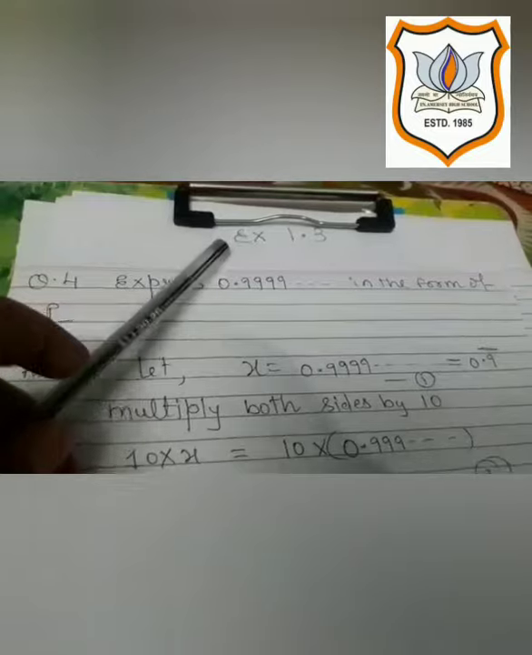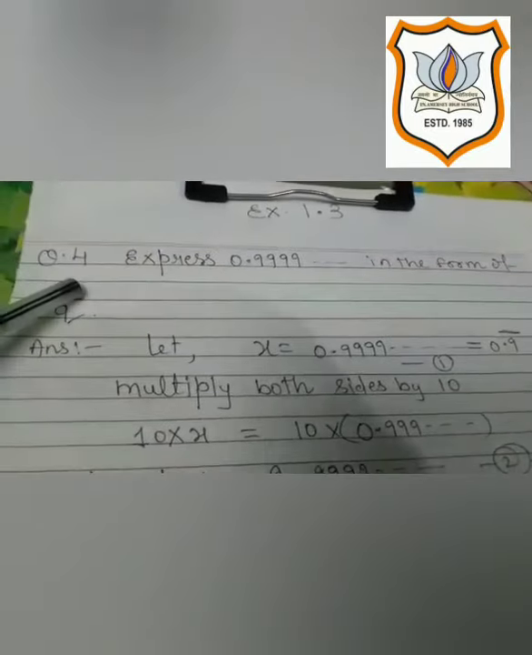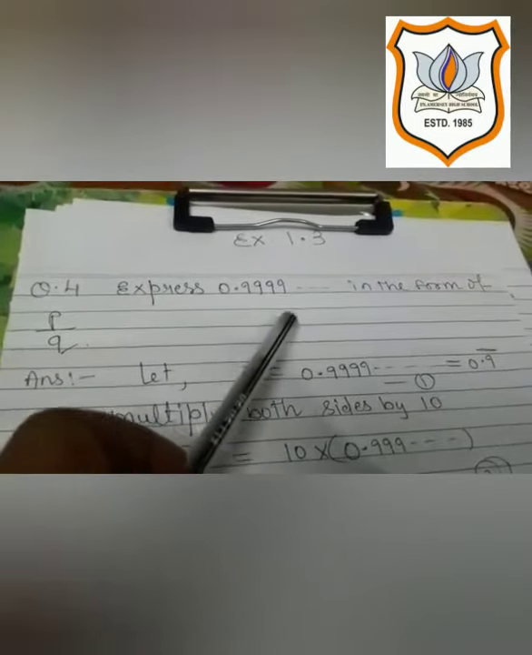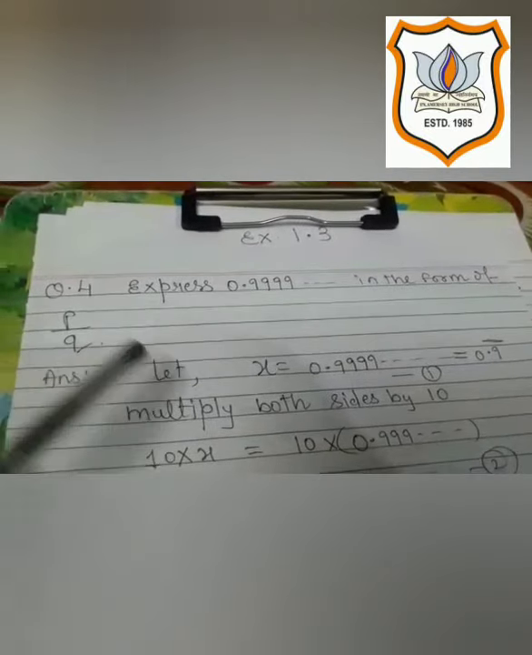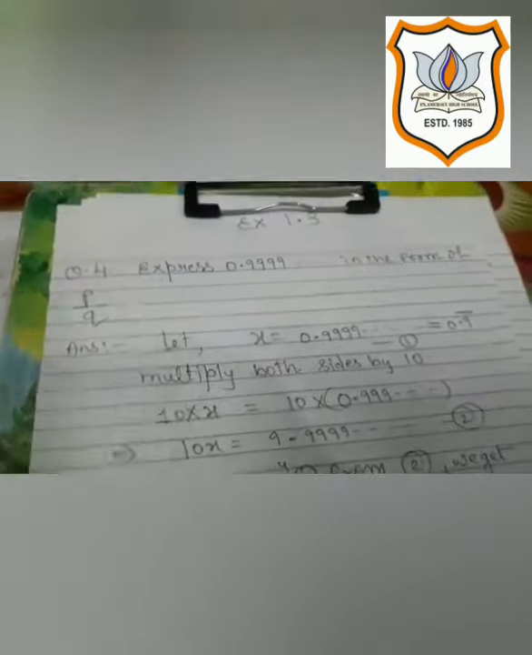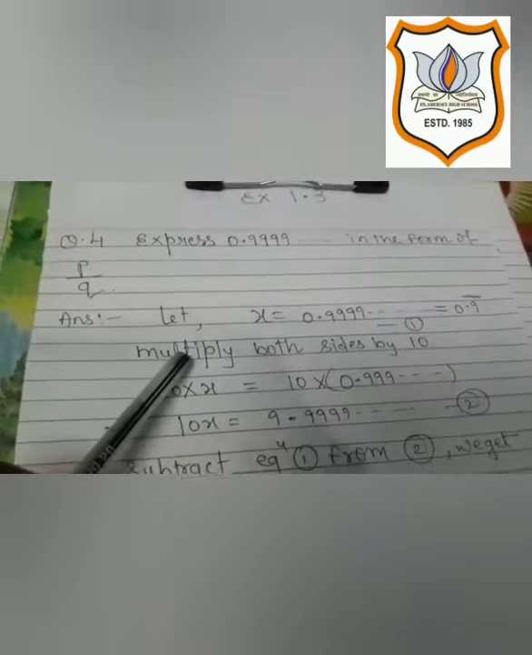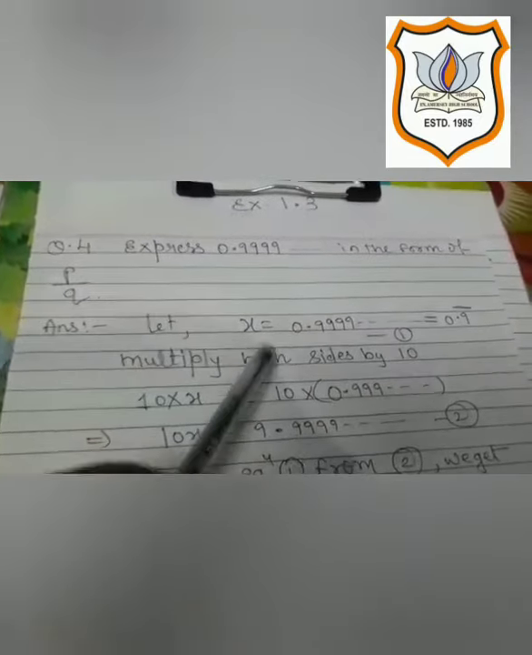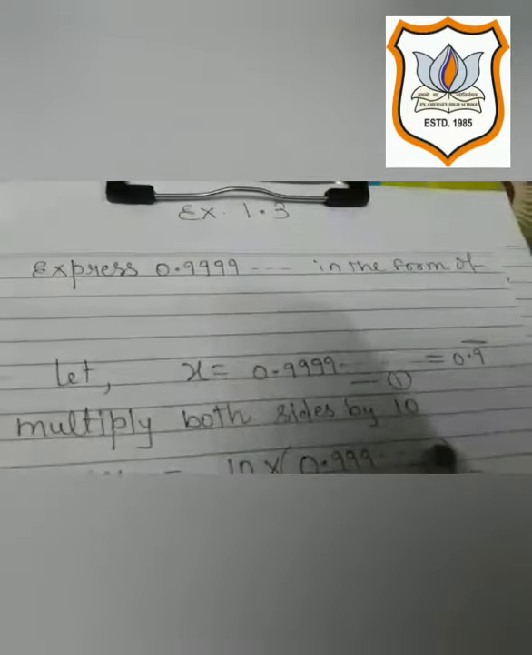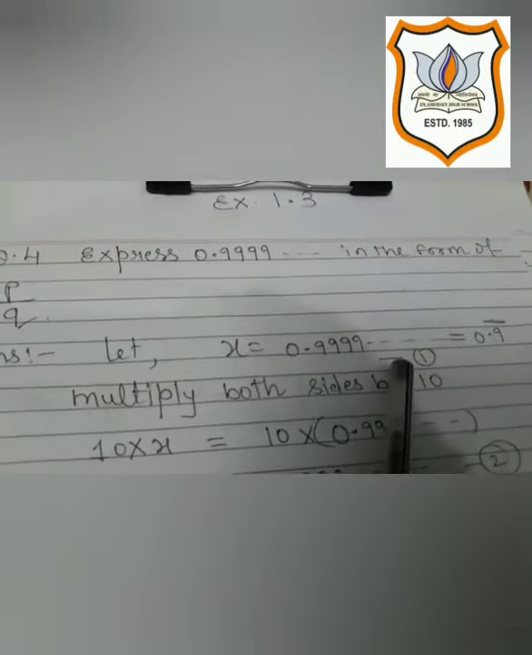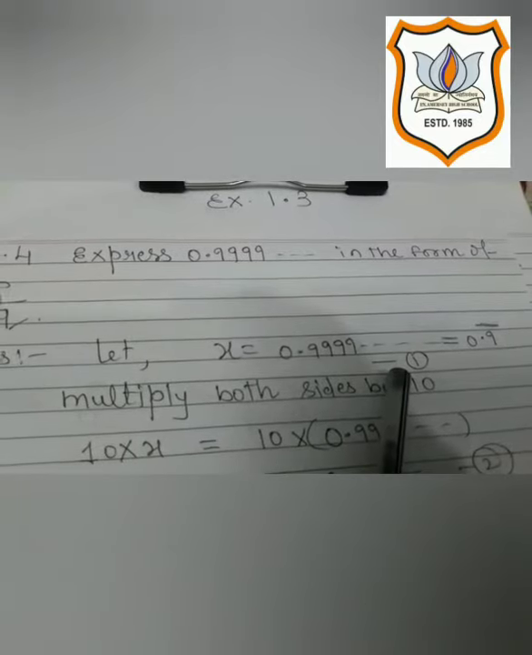Okay, students, exercise 1.3, question number 4. Express 0.9999 bar in the form of p upon q. It is the same kind of question we did in question number 3. Let's suppose x is equal to 0.999 bar, or we can say 0.9 bar. It will be your equation number 1.